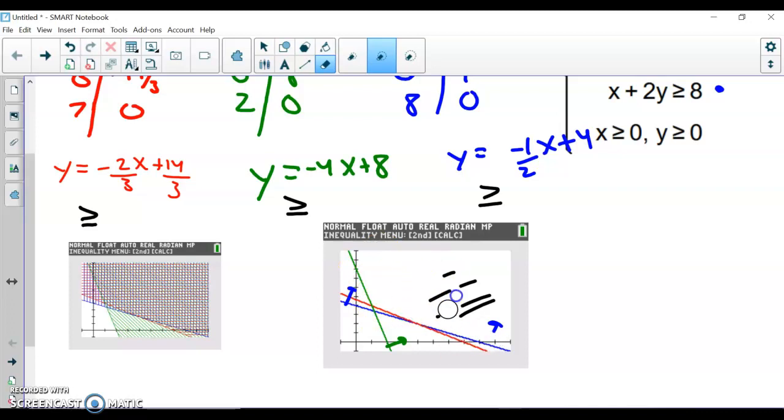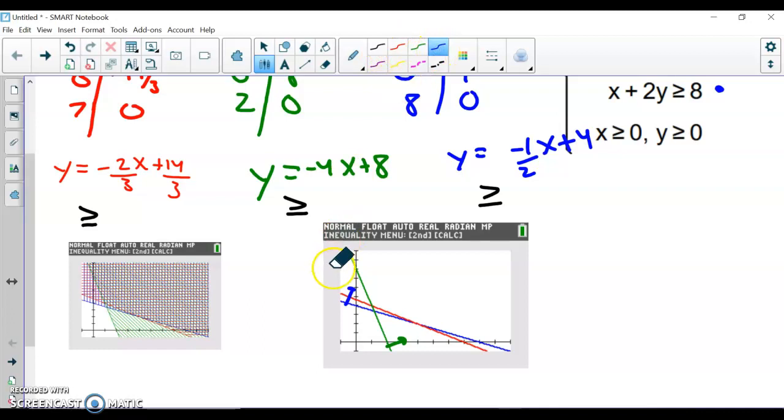Next thing is to get the corner points, because those are going to be the options for the objective function as far as a minimum value. So we've got one corner point here, one right there, one right there, and one right there. That's where the blue line crosses.